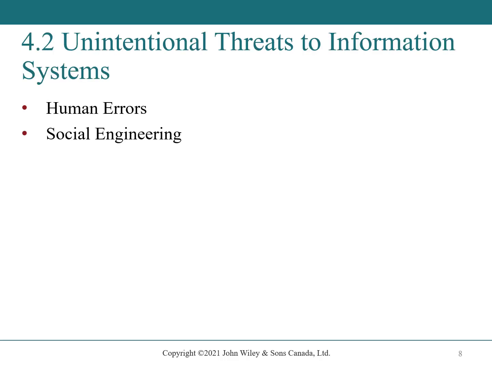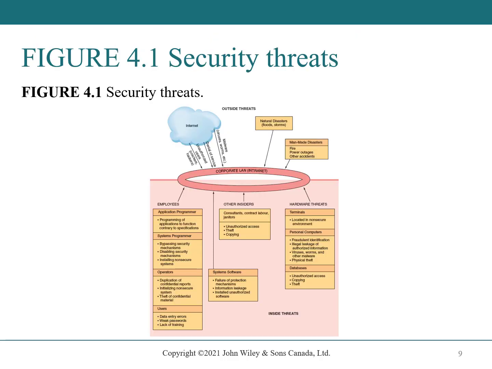Unintentional threats to information systems. We're going to talk about human errors and social engineering. Figure 4.1, security threats. This shows some outside threats and some inside threats. Inside threats are by far more dangerous and more commonly result in successful hacking or penetration because insiders often have permissions already and they are generally trusted.